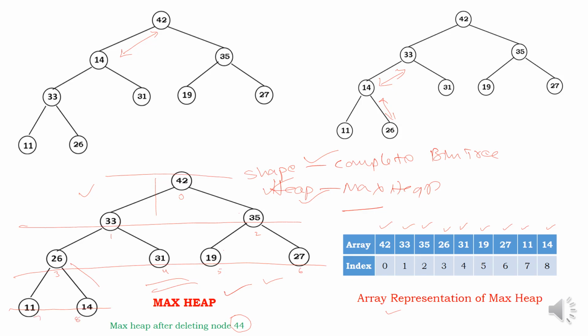So there are 9 elements. They are stored from index 0 to index 8. So elements are filled level by level, level 0 to level 3.